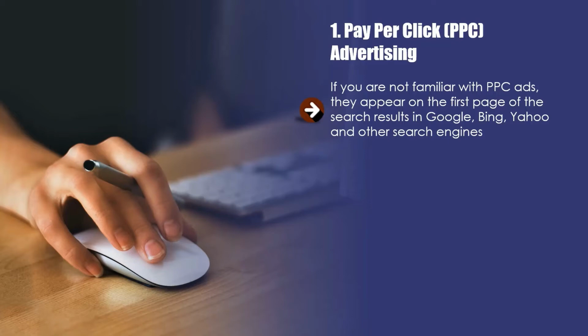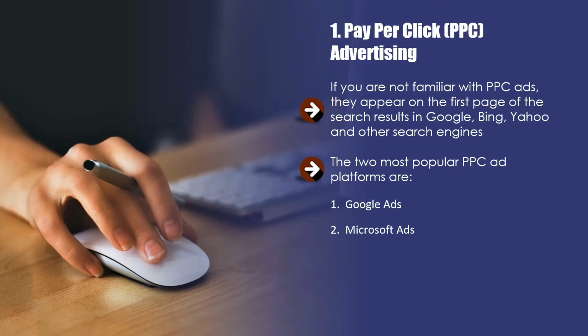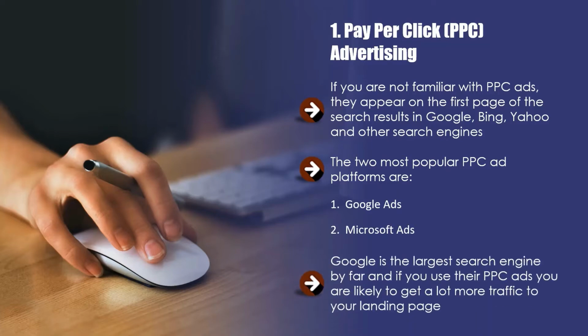In order to use PPC ads, you will need to conduct keyword research and then add related keyword terms to your ad campaigns. The 2 most popular PPC ad platforms are 1. Google Ads, 2. Microsoft Ads. Google is the largest search engine by far, and if you use their PPC ads, you are likely to get a lot more traffic to your landing page. However, Google ads tend to be the most expensive. Microsoft ads are worth trying because they have lower rates, and you can still reach a lot of people that use the Bing, Yahoo, and other search engines.